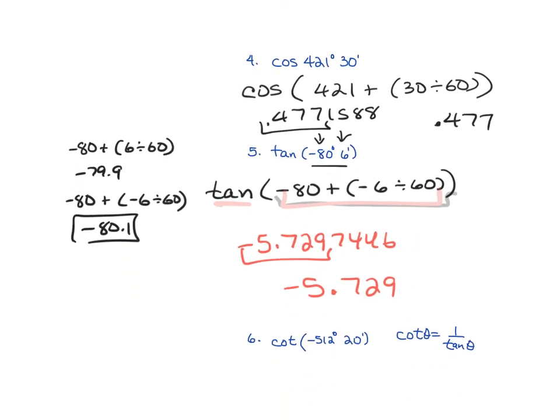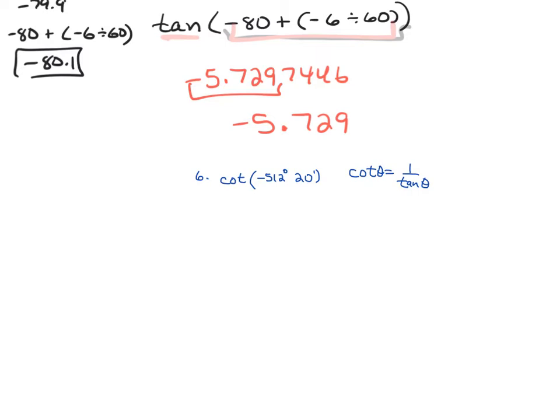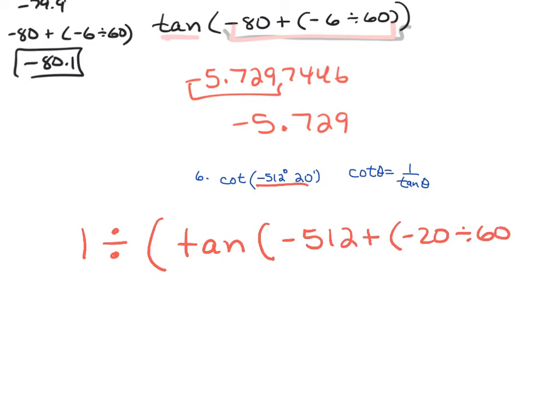Okay, so for cotangent, again, there's no cotangent button. We also have a negative degree here. So when I go to do this, I'm doing 1 divided by tangent, open parentheses, negative 512 plus negative 20 divided by 60, close that parenthesis, close the parentheses from in front of the negative 512, and then the one from in front of tangent. And you should be getting 1.907.